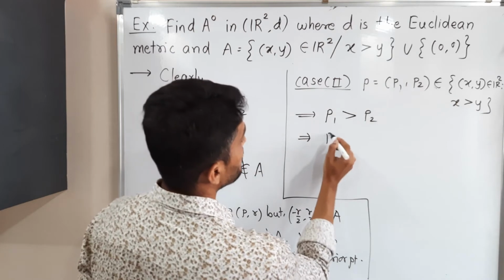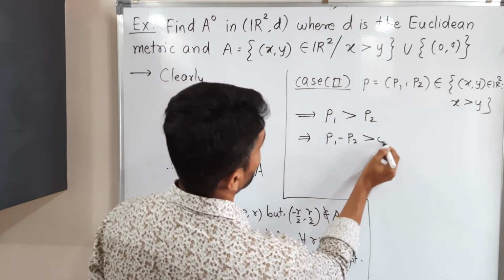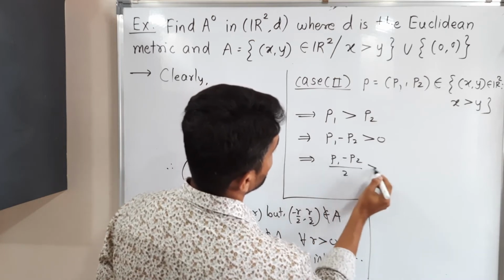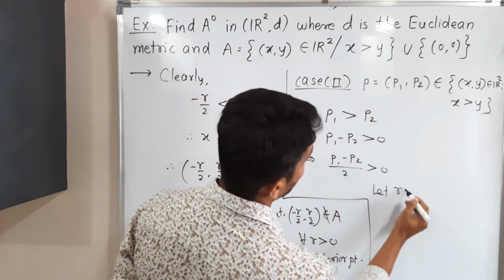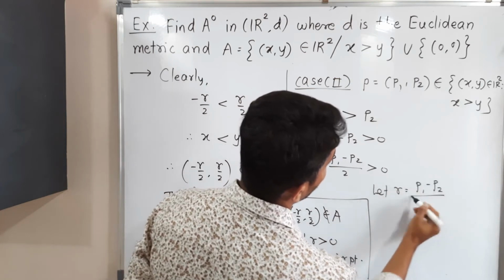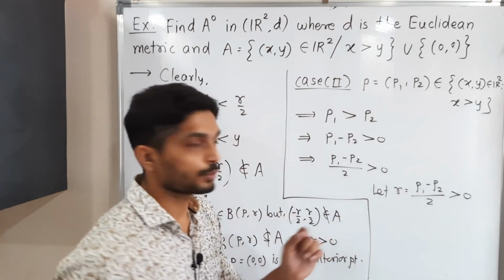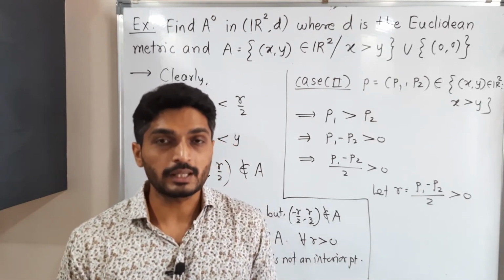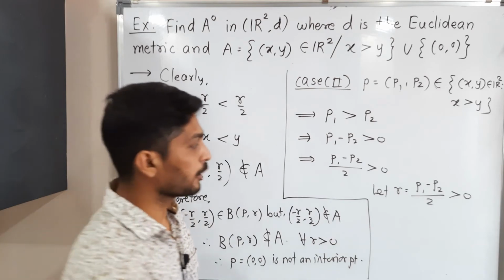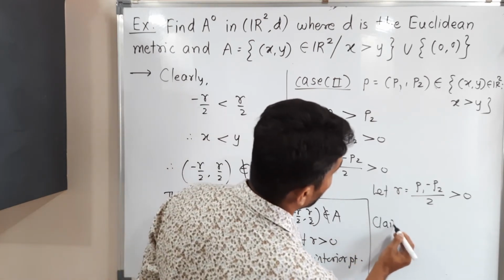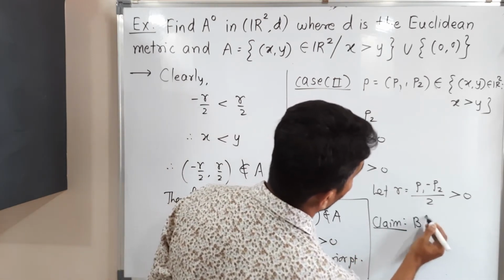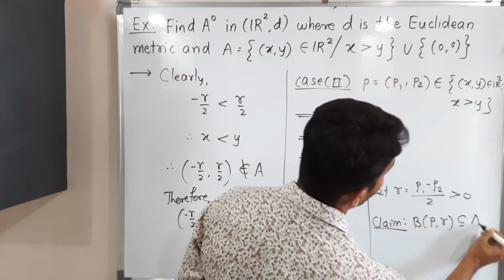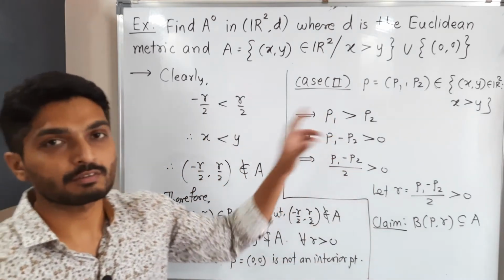Let us shift P2 to this side: P1 minus P2 is greater than 0. If you divide by 2, again it is greater than 0. So I am taking r equal to (P1 minus P2) by 2, which is greater than 0. So we got some positive real number, and I'm taking it as a radius. And now my claim is that the open ball with center P and this radius is a subset of A.